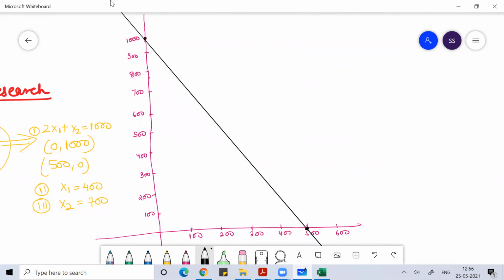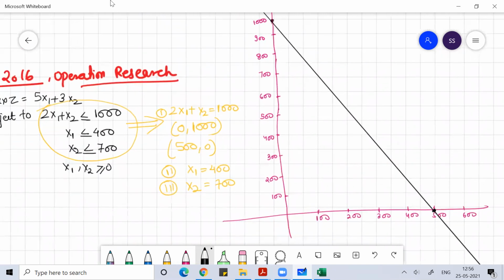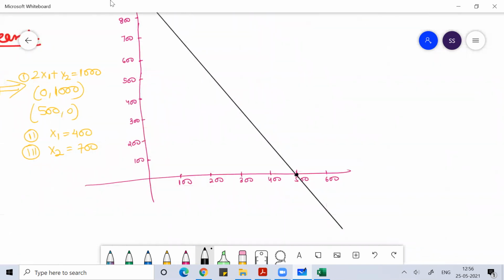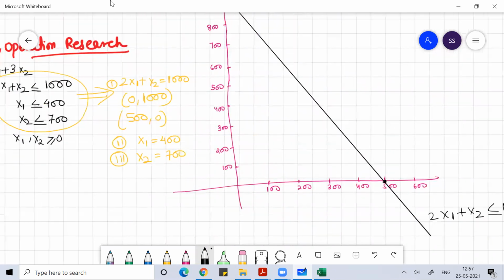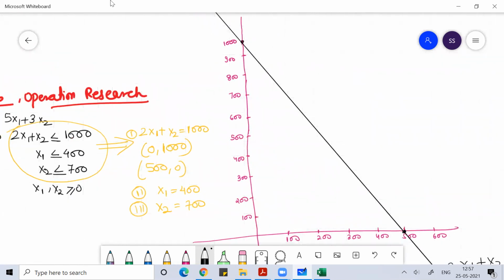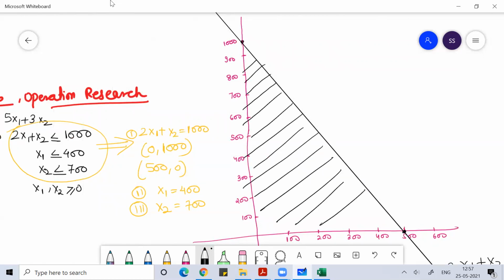So this equation is 2x1 plus x2 less than or equal to 1000. Less than or equal to 1000 means which area will you consider? This is the feasible region, less than or equal to 1000. So this is your feasible region.